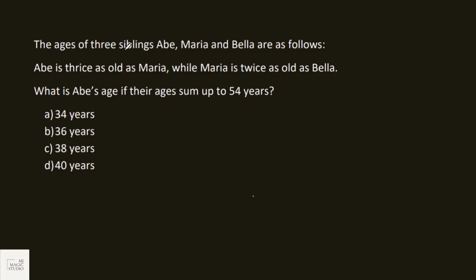The ages of 3 siblings A, M, B are as follows. A is thrice as old as M. A equals 3M. While M is twice as old as Bella. M equals 2B. What is A's age if their ages sum up to 54?